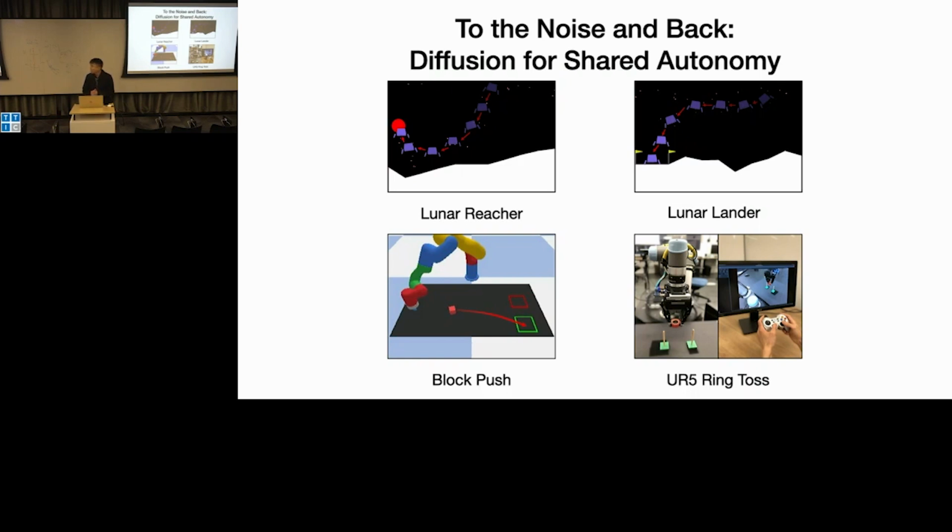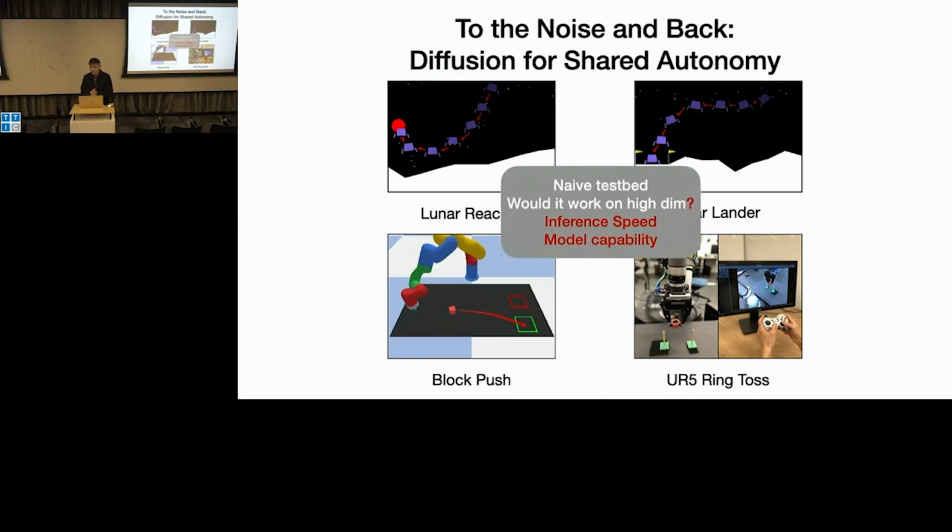But there are some limitations about this previous method. We are working on simulation tasks like lunar reacher, lunar lander, block push-in, or the UR5 ring toss. All of these tasks are very naive. The action space is just 2, which means it's a 2D operation task. Whether our model still works on some high dimensional and high precision tasks is unknown to us.